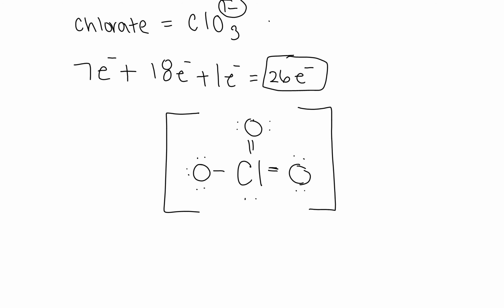And of course we had to put it in brackets because of, again, the negative 1 up here. So we will add brackets around and add the negative. And this is the completion of the Lewis dot structure for chlorate.